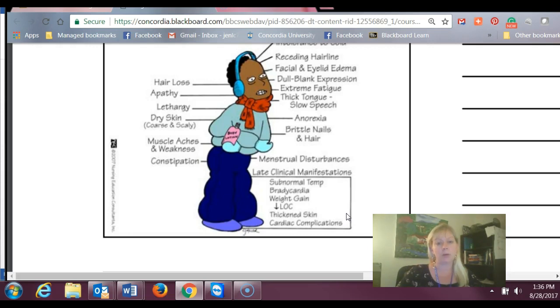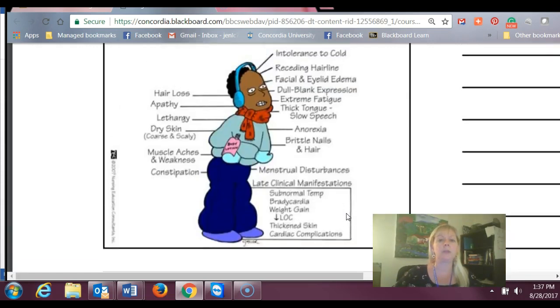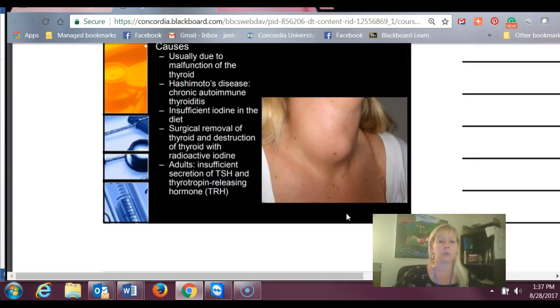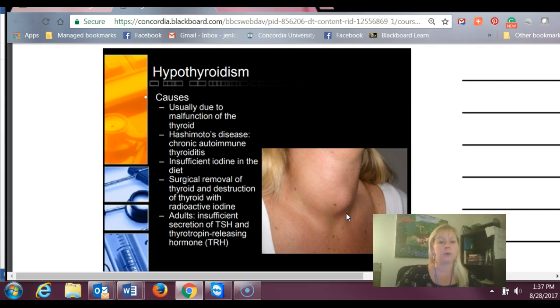Levothyroxine we'll talk about, because obviously it's pharmacology, but it's a synthetic form of your thyroid hormone. So look over these symptoms on here. We're going to talk about hypothyroidism first. The cause is usually due to malfunction of the thyroid. Well, yeah, that would be obvious, right?